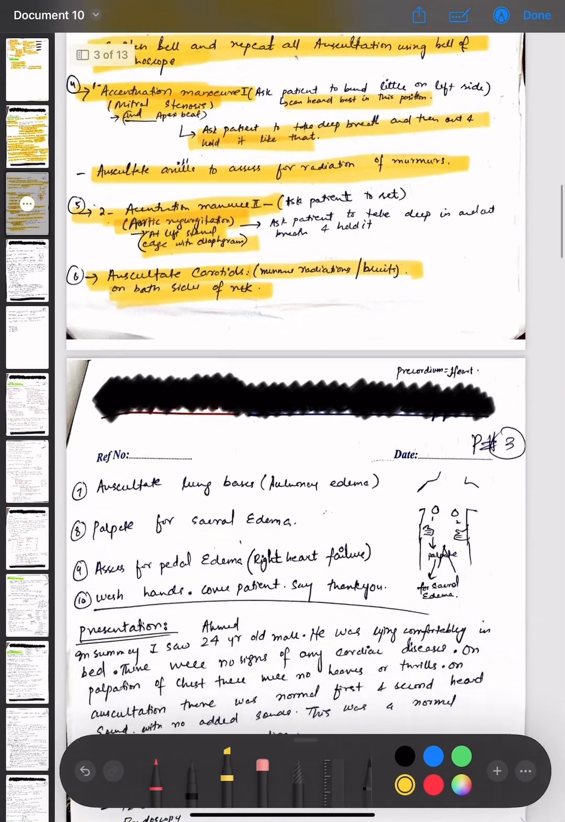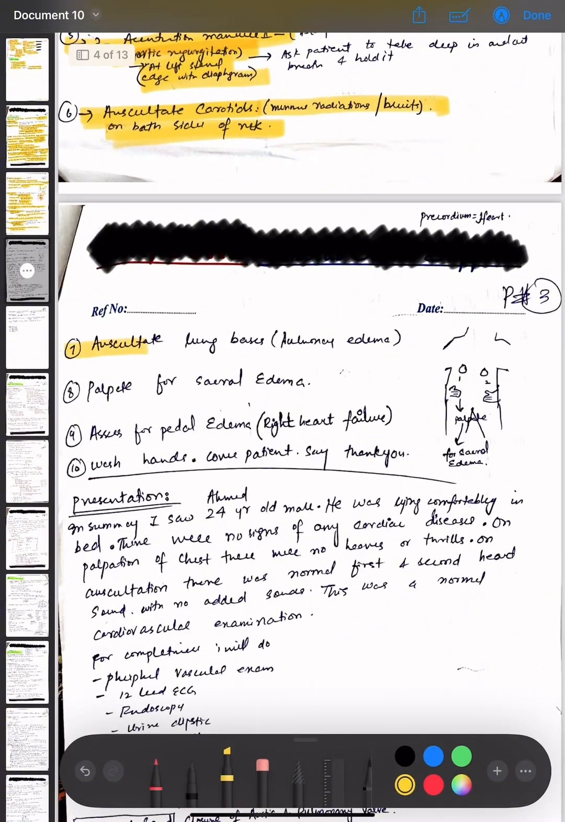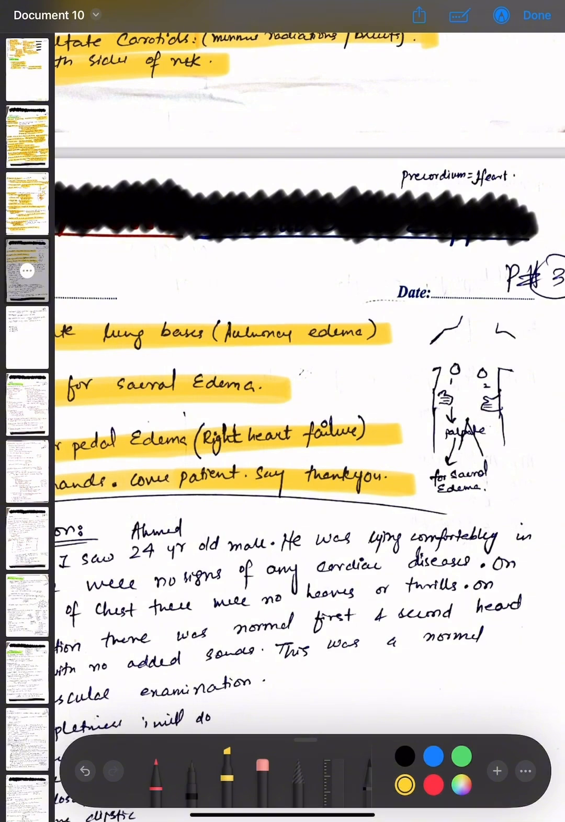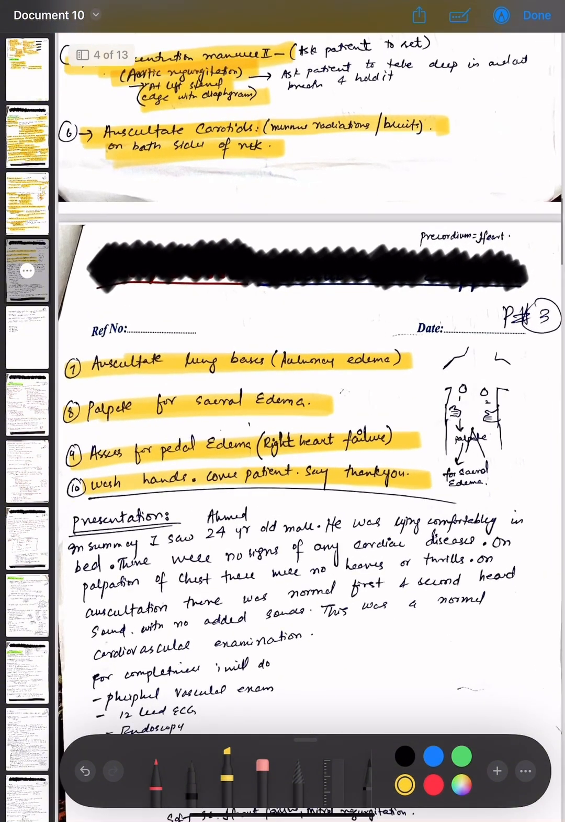Okay, the next step is to auscultate the lung bases, that is for pulmonary edema. These are the sides. Then palpate for sacral edema, then assess for pedal edema, right heart failure, and then wash hands and cover the patient and say thank you. These are the lung bases, and these are palpated for the edema.